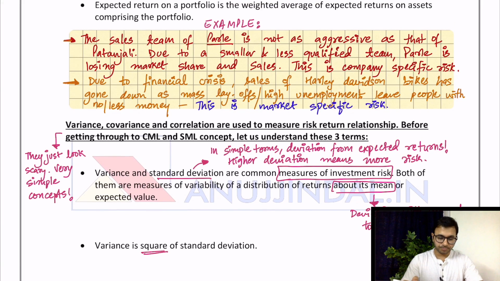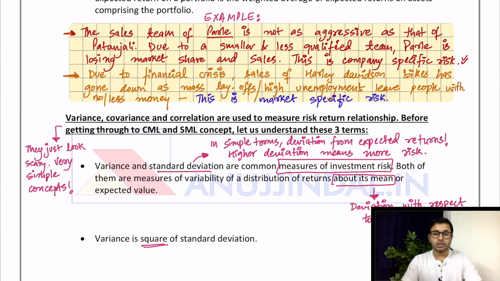The example here is very good. It says the sales team of Parle is not as aggressive as that of Patanjali. Due to a smaller and less qualified team, Parle is losing market share in sales. This is company specific risk, and the reason is that the sales team of Parle is not as aggressive or as qualified as the sales team of Patanjali. Parle can actually improve upon its sales team, but it is not doing so, or it is not capable of making the change. It probably has not even realized that this situation exists. So this is a company specific risk which exists presently, just because the company is not aggressive enough, not serious enough about its sales. On the other hand, Patanjali is doing much better. So this example shows the difference between Parle and Patanjali.